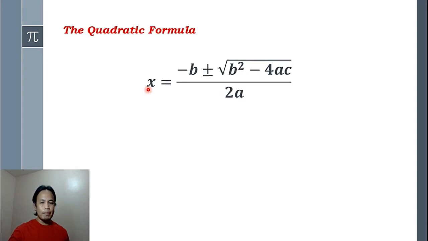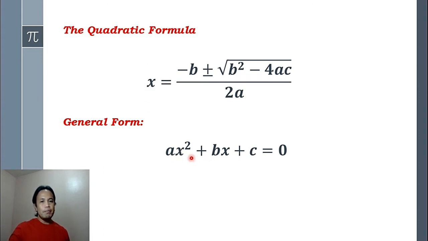Let's proceed to our quadratic formula, which is taken from the general form, which is ax squared plus bx plus c equals 0. So this formula is derived from this general form of quadratic equations. So when we solve for a quadratic equation using quadratic formula, we have to see to it that our equation is in this form. So our a should come first, then we have the bx, then we have the c. Our c here is the constant.